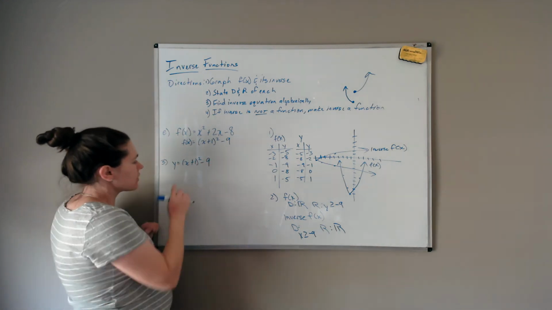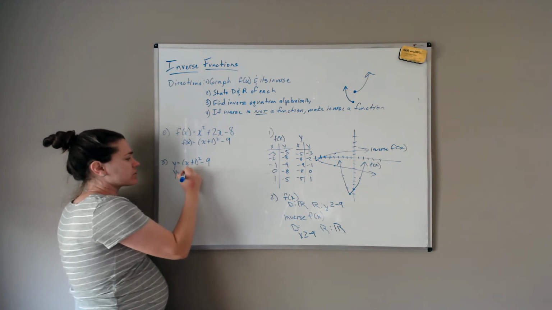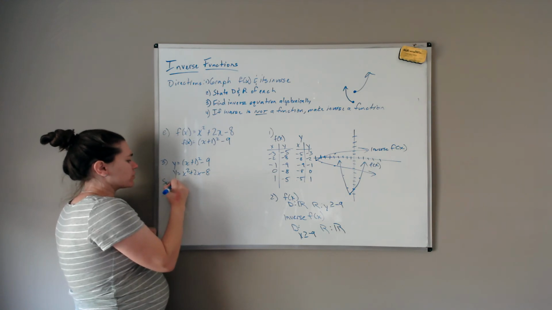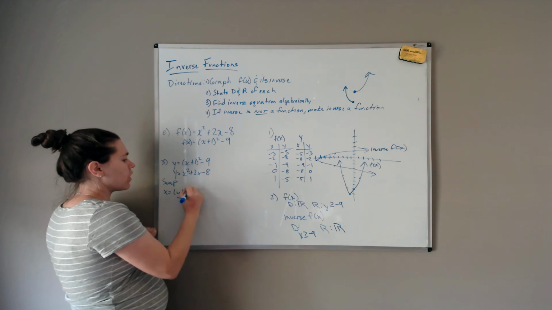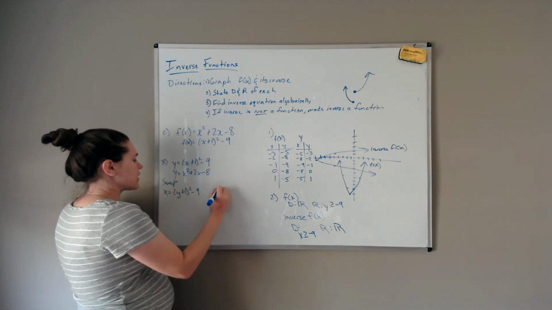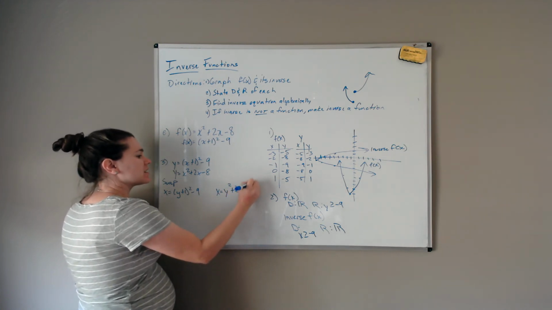Now let's say you did not use vertex form. The other way was y equals x squared plus 2x minus 8. And now we have to swap x and y. So I'm going to show you something. x equals (y plus 1) squared minus 9, and if you kept it in standard form, you would have x equals y squared plus 2y minus 8.